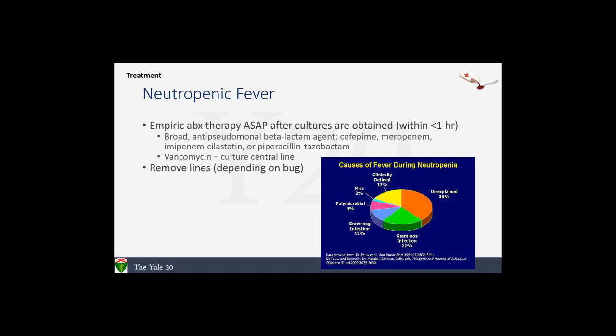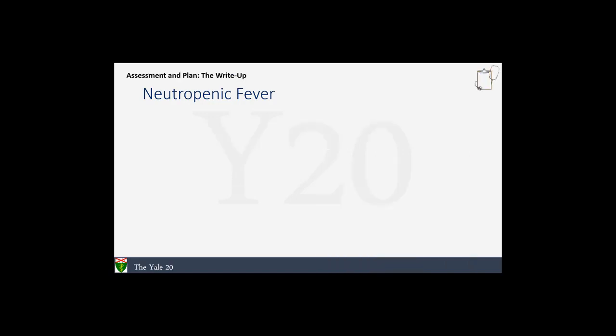So here's a breakdown of causes of fever during neutropenia. So unfortunately, 30% are unexplained. And the other causes are gram-positives, and then gram-negatives, and then polymicrobial. Empiric antifungal coverage should also be considered in high-risk patients who have persistent fever after 4 to 7 days when they're already on broad spectrum antibiotics and we still haven't found a source and they're still spiking fevers.